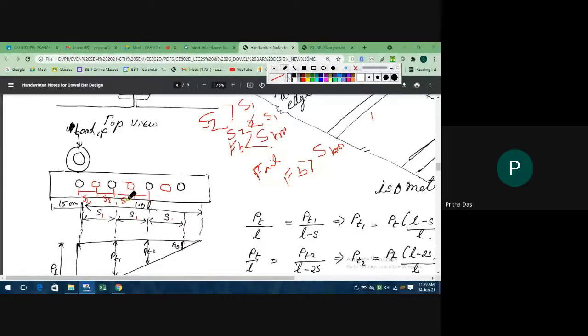Ma'am, S1 was greater. Yes, that means for increasing the number of Dowell bars, we have to reduce this S value. Whatever we assumed previously in the first trial, we have to reduce this S value. See here, we will reduce this S value to the new value, which is S2.